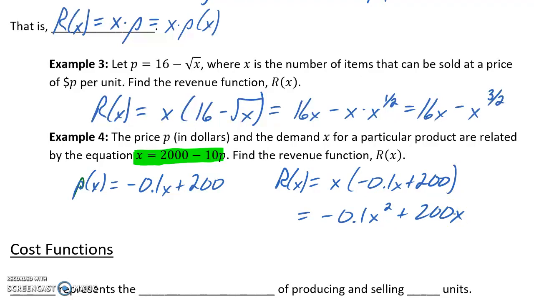So once we have our price demand function, establishing a revenue function is as simple as taking that price demand function times X, and then just distributing through and simplifying any pieces.